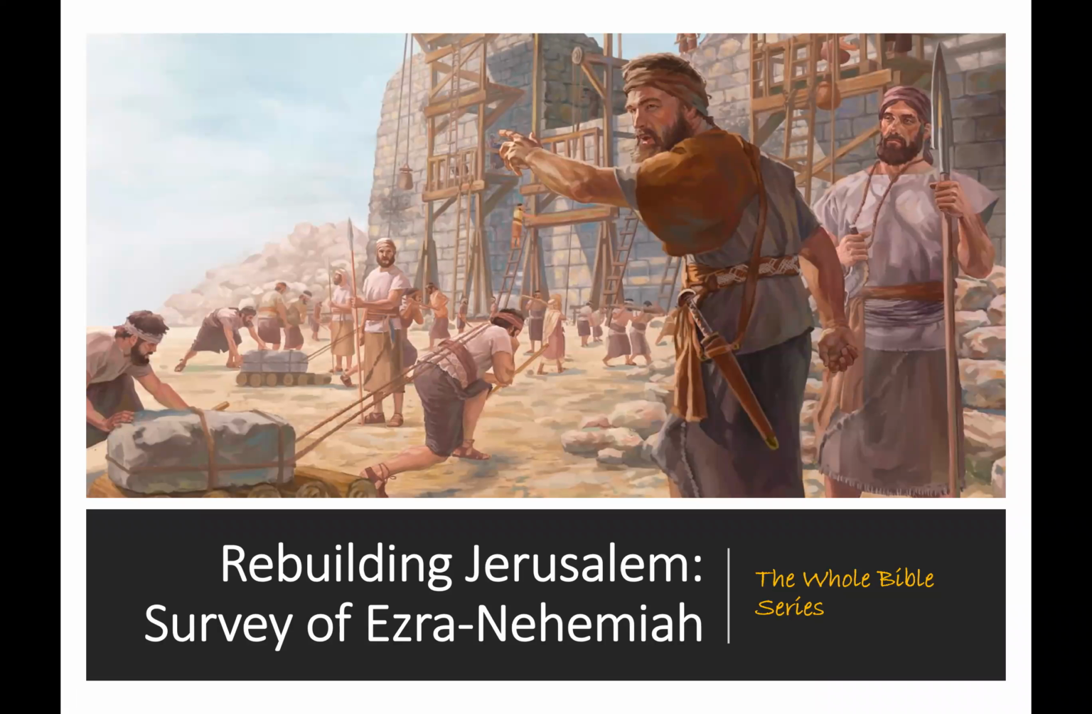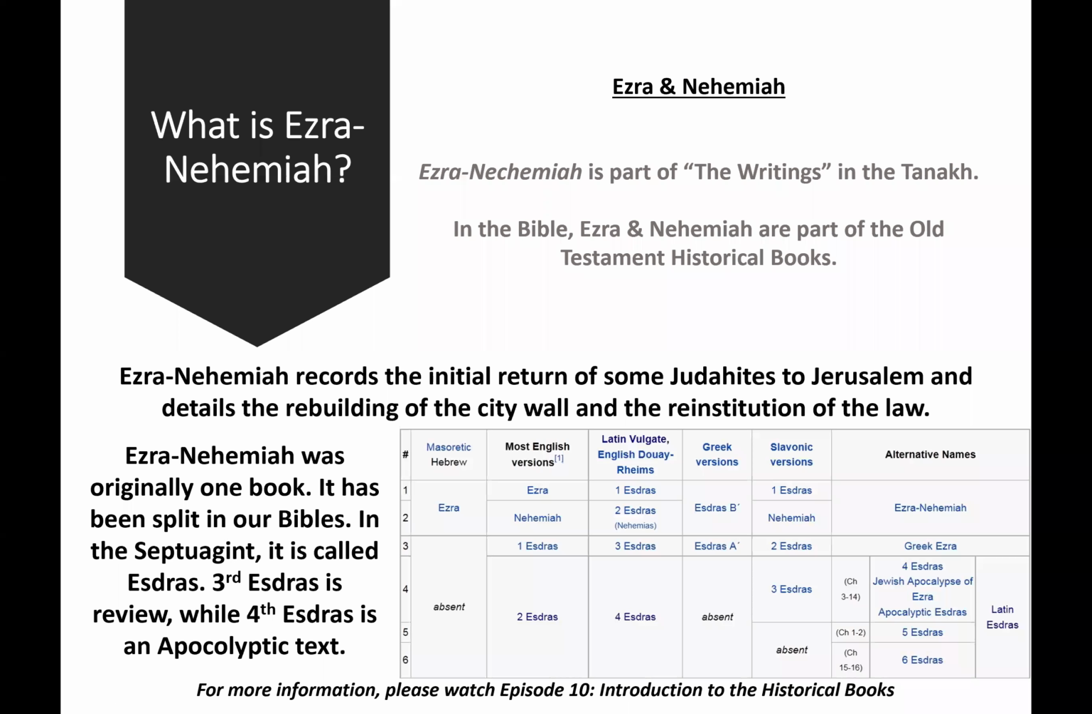This week we are surveying the books of Ezra and Nehemiah. Ezra and Nehemiah is part of the writings in the Tanakh. In our Bibles, they are part of the Old Testament historical books. These books record the initial return of the Judahites, or some of the Judahites, from exile in Babylon, and it details the rebuilding of the city wall and the reinstitution of the law.